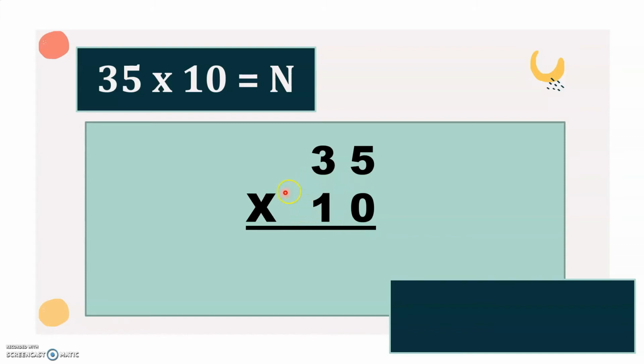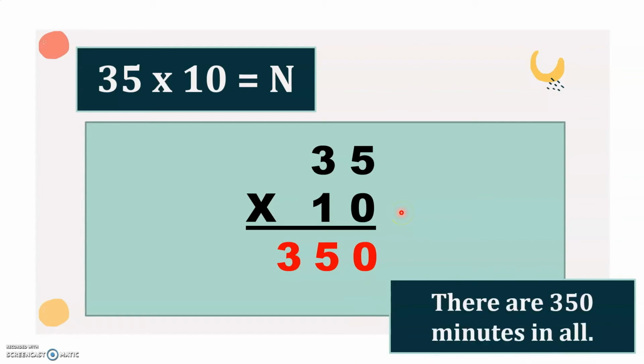So, 35 times 1. Let's start with the ones digit. 5 times 1 is equal to 5. And 3 times 1 is equal to 3. Then, the next step is affix at the end as many zeros in the factors to the final product. So, how many zeros do we have in our factors? Okay, very good. 1. So, it means we only add 1 zero. Therefore, our final answer is there are 350 minutes in all. Okay?